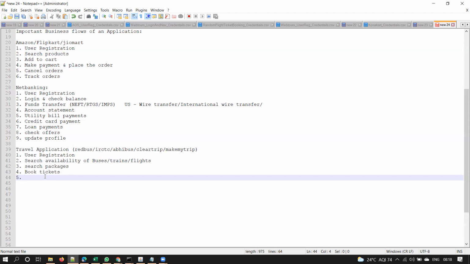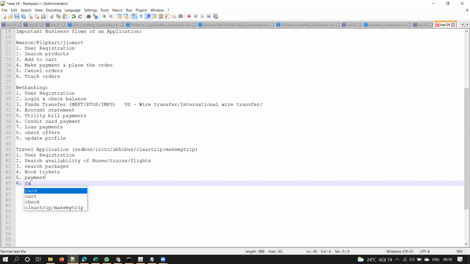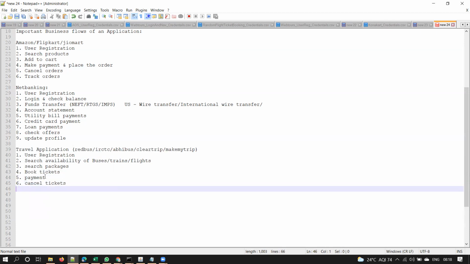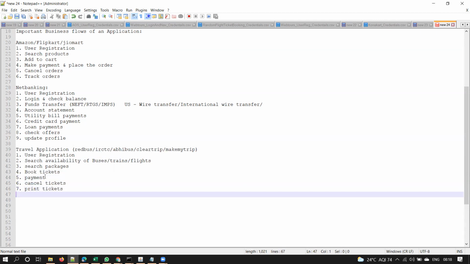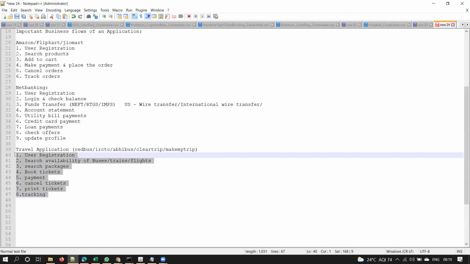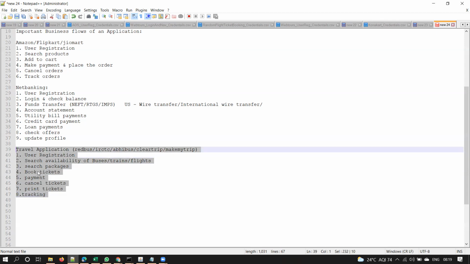Right. Cancel ticket. Okay, I'll add payment also. Next, cancellation, cancel ticket. Next, print a ticket. Then tracking. So these are the important business flows of any travel application, isn't it?